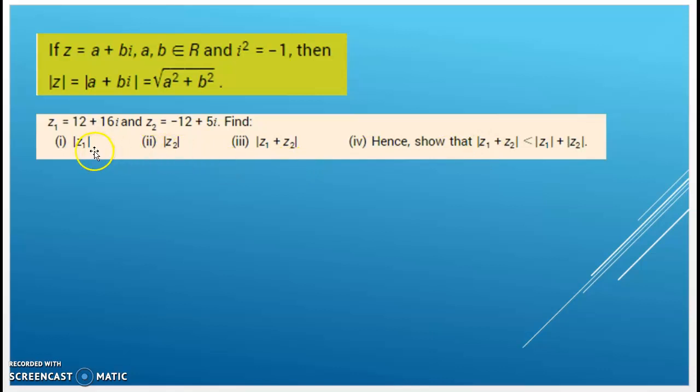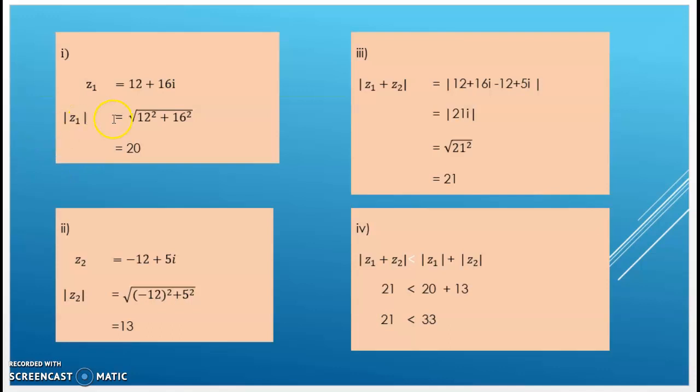So the first part is the modulus of z1. z1 is 12 plus 16i. So the modulus of z1 is the square root of the real number squared plus the imaginary part squared. So that's going to be the square root of 12 squared plus 16 squared. I just put that into the calculator exactly as it's written, and I get 20. What does that mean? It means the distance from the origin to that complex number is 20.